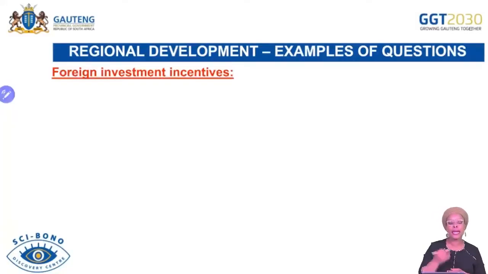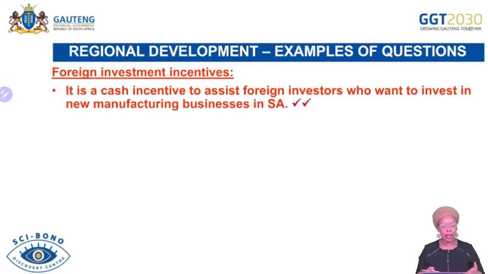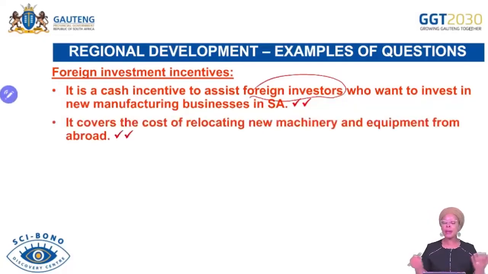Then let's move to the next part of the question, foreign investment incentives. You will mention that it is a cash incentive to assist who? Foreign investors who want to invest in new manufacturing businesses in South Africa. 2 marks for that. It covers the cost of relocating new machinery and equipment from abroad. 2 marks for that. We have reached the maximum.